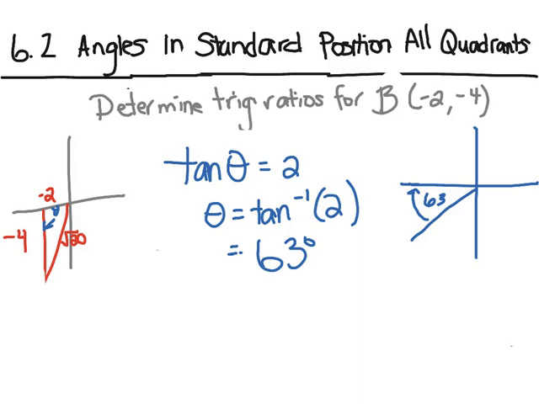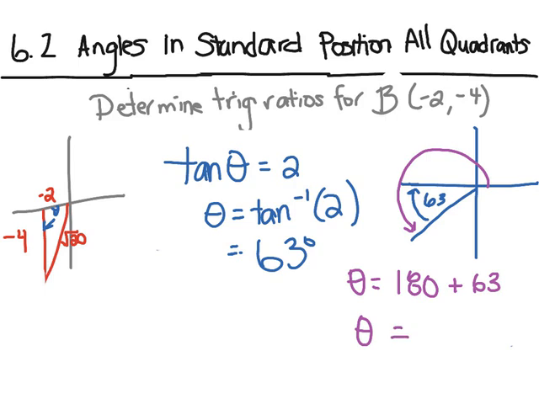We want to find what the entire angle is. So to find this, we're going to have 180 plus 63 degrees is our theta. So theta is equal to 243 degrees.